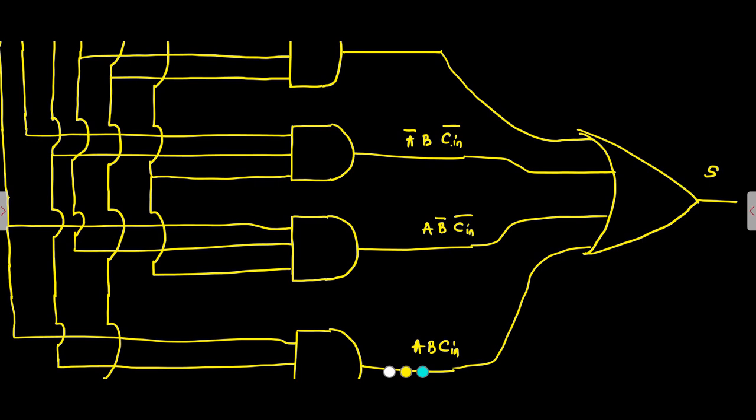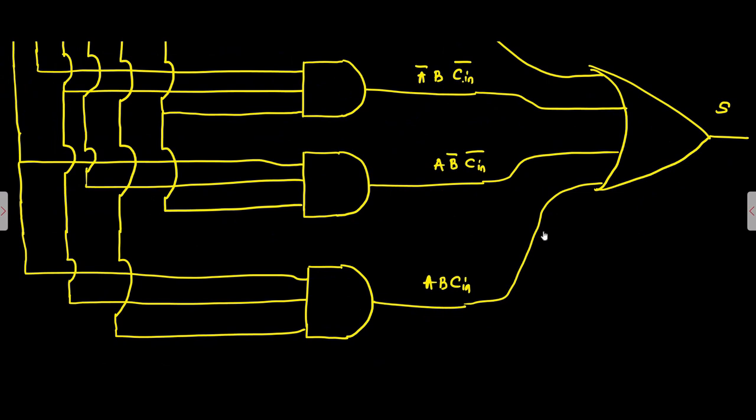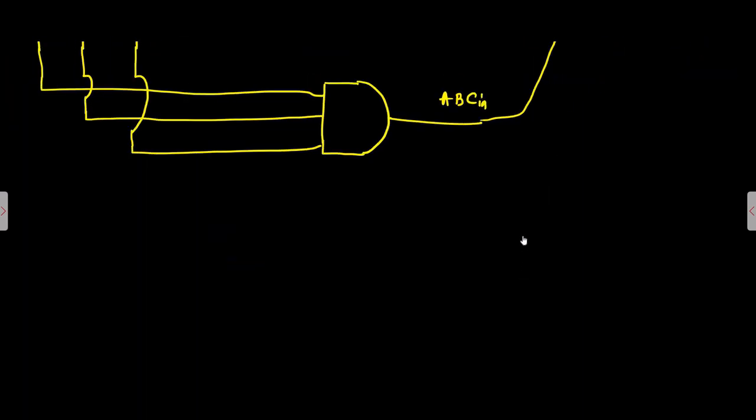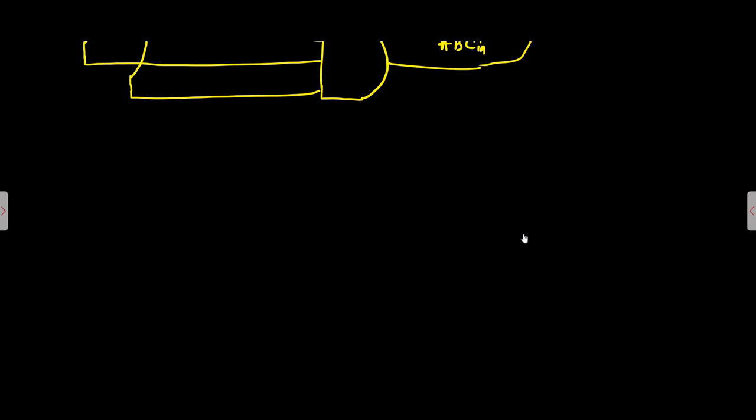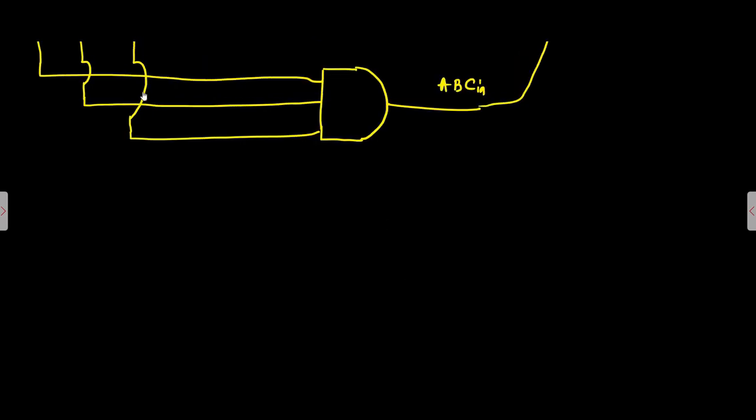Now for the carry, we'll go a little bit downside. So here I'm taking this A B C in from here. Let me write it here so that there is no confusion. So this is A, this is B, this is C. In the carry there are no inverted or complemented variables. So again we have to take AND gates, 3 2 input AND gates. Here 2 input AND gates are required.